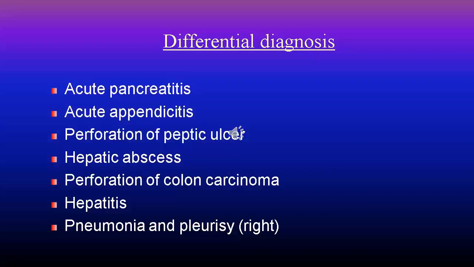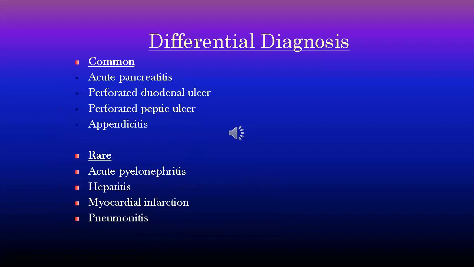The differential diagnosis of acute cholecystitis includes acute pancreatitis, acute appendicitis, perforation of peptic ulcer, hepatic abscess, perforation of colon carcinoma, hepatitis, pneumonia, and pleurisy at the right basal part of the right lung. To be more precise, the most common differential diagnoses are acute pancreatitis, perforated duodenal ulcer, perforated peptic ulcer, and appendicitis. Rare differential diagnoses are acute pyelonephritis, hepatitis, myocardial infarction, which sometimes causes pain like acute cholecystitis, and pneumonia.